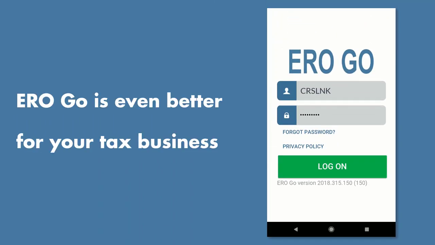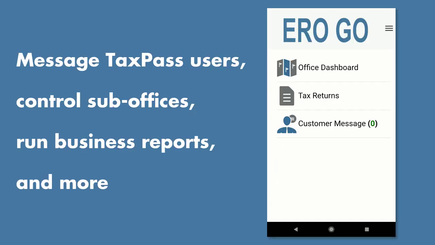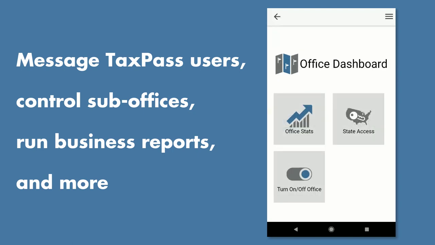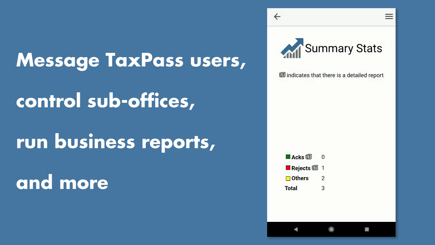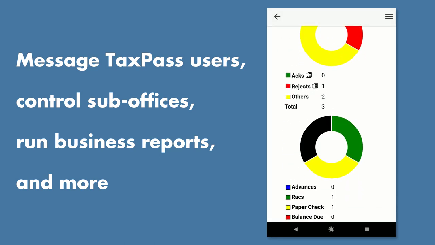In addition to TaxPass, you can also enhance your CrossLink experience with the ERO Go app, our mobile app designed for you. With ERO Go, you can keep in touch with your customers with instant messaging directly to their TaxPass app, control your sub-offices, run business reports, and perform other administrative tasks needed to run your tax office remotely.